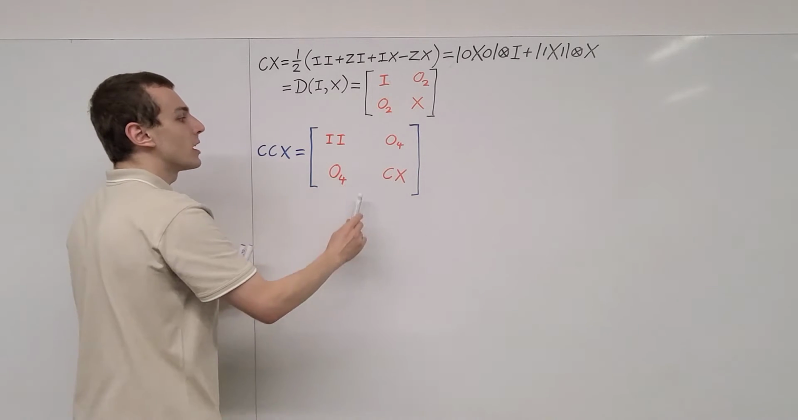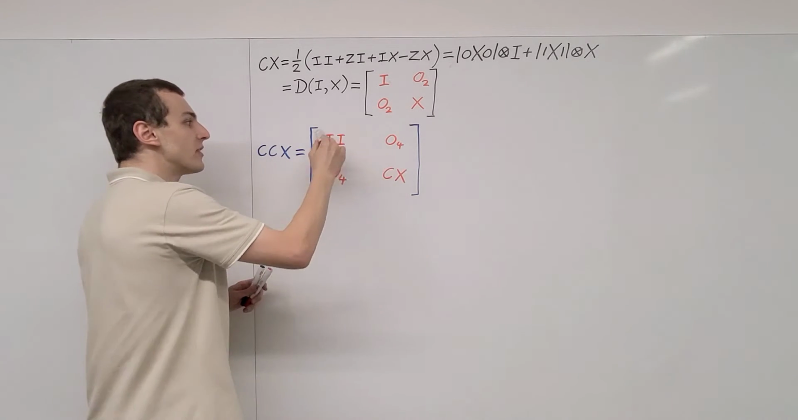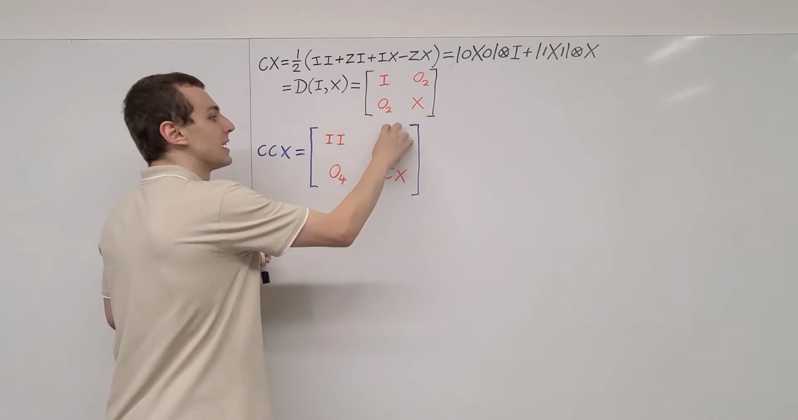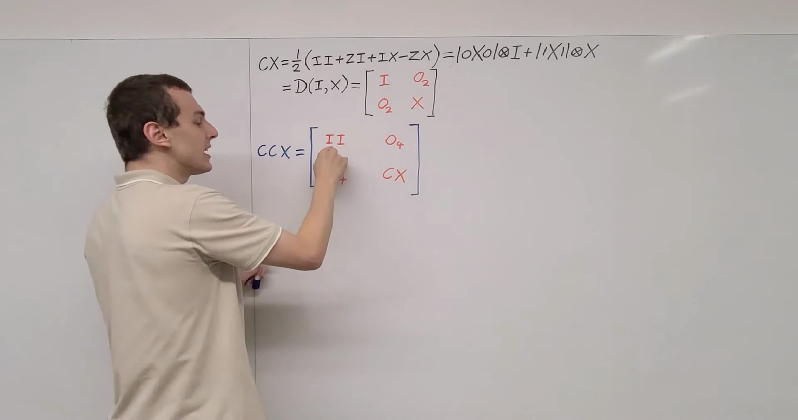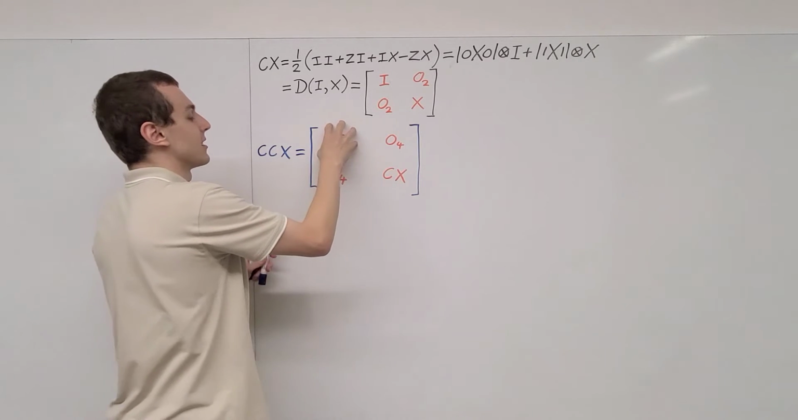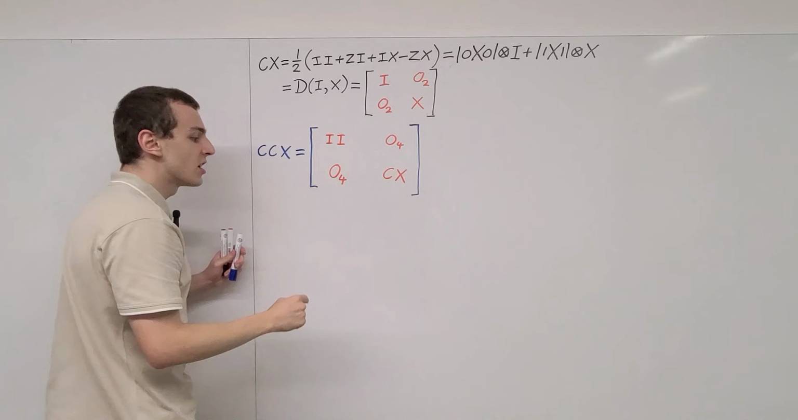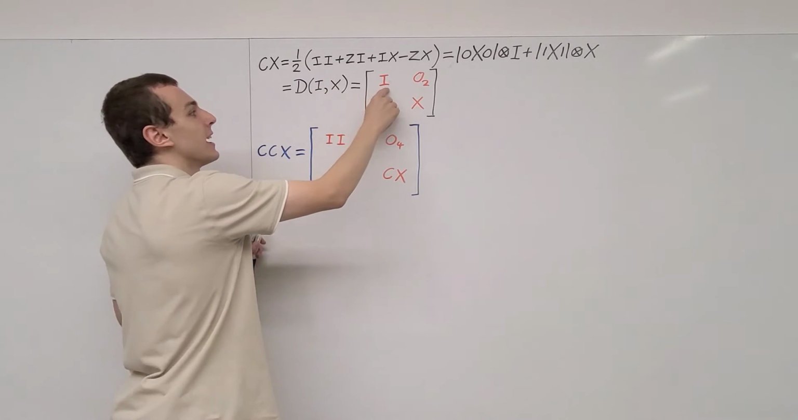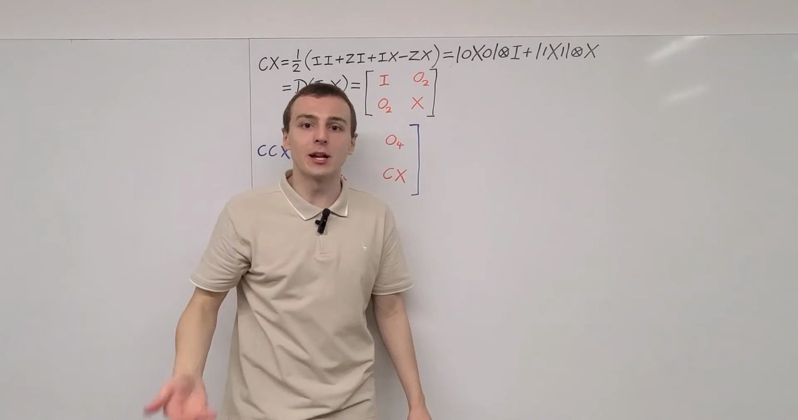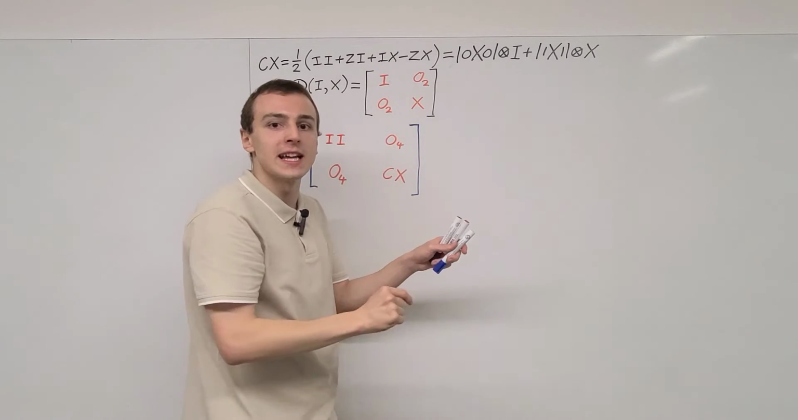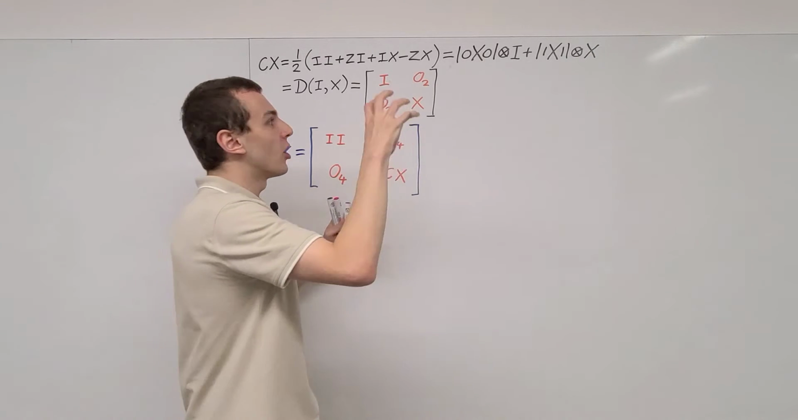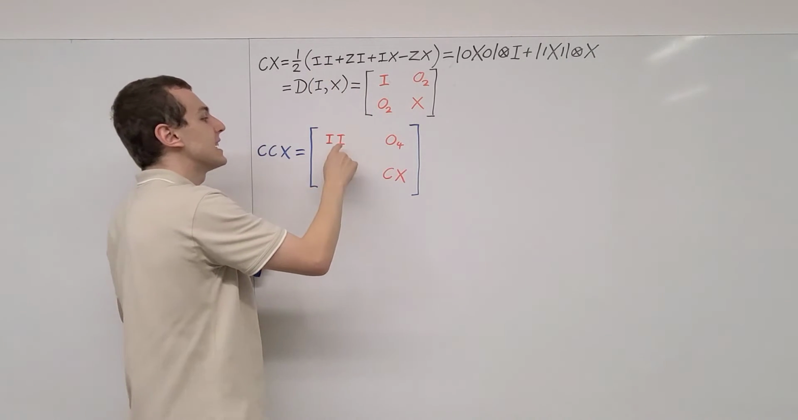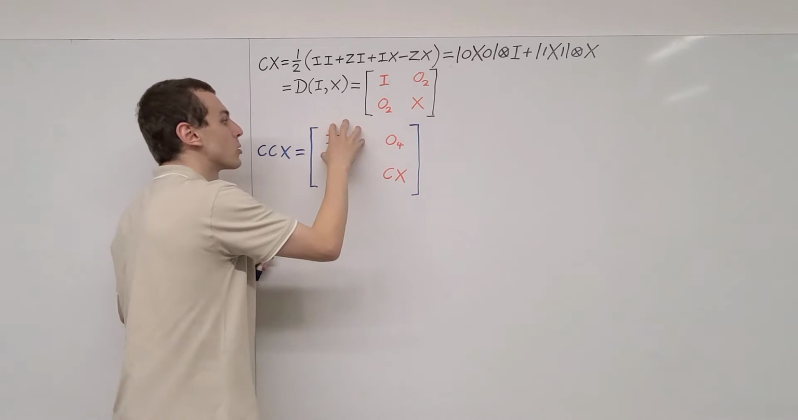This matrix has been broken up into 4 quadrants. Each of these quadrants is a 4x4 matrix. So we have a 4x4 matrix here, here, here, and here. This is the 4x4 identity, right? This is the identity matrix, which has 4 ones along the diagonal. I by itself, this I, is just the 2x2 identity matrix. So we just have 2 ones along the diagonal. And if we take the tensor product of the identity with the identity, we're going to get this 4x4 identity matrix. And that is the top left quadrant.